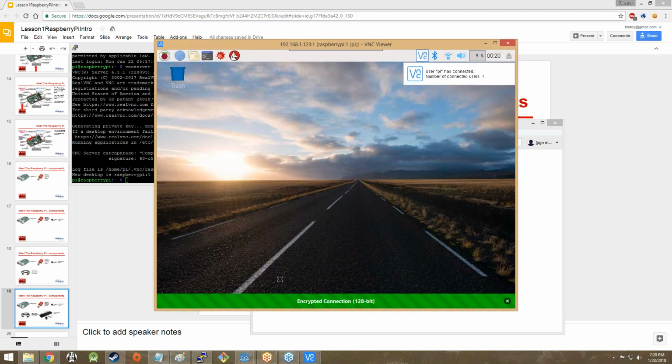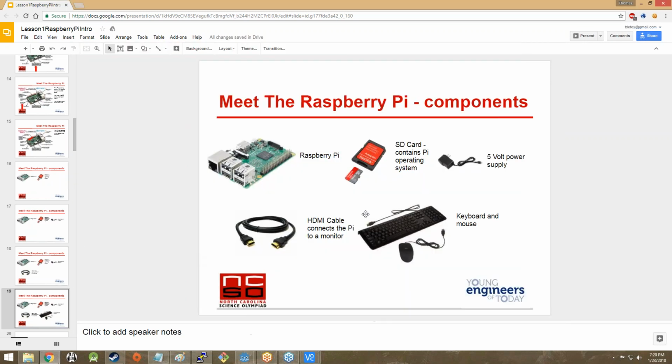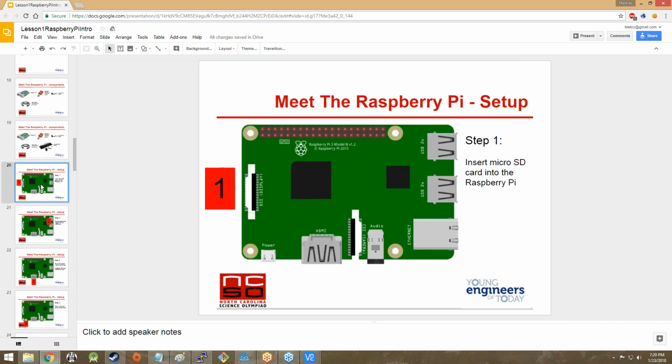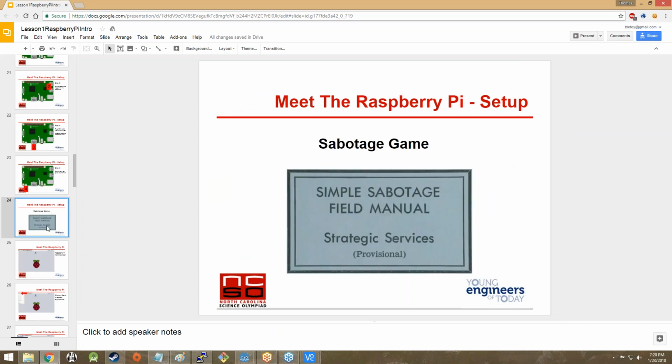And there we go. Now I'm on my Raspberry Pi on my home computer. So this is the kind of thing you can do eventually, but at least at first you'll want to have it hooked up to a monitor and a keyboard and mouse and stuff like that, so you can control it in person.